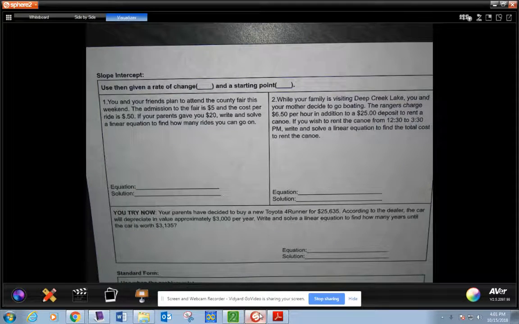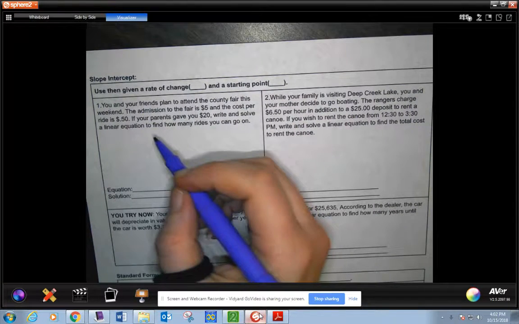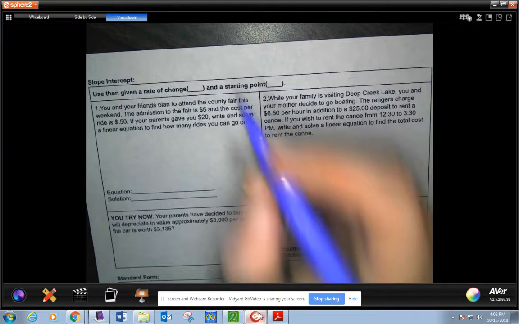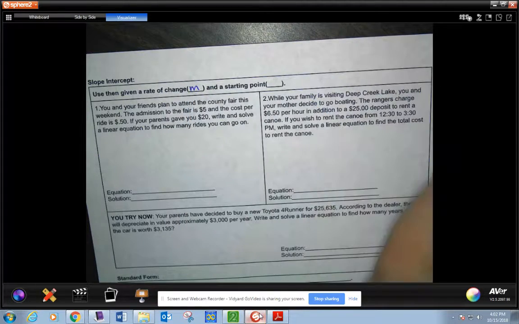So if you want to pause these as you're going and just work the section as you go, you can, or you can work it however you want to. I may do this in short videos instead of long videos. So when we're working with slope intercept, you use this when you're given a rate of change, which is your slope, and a starting point, which is your y-intercept.